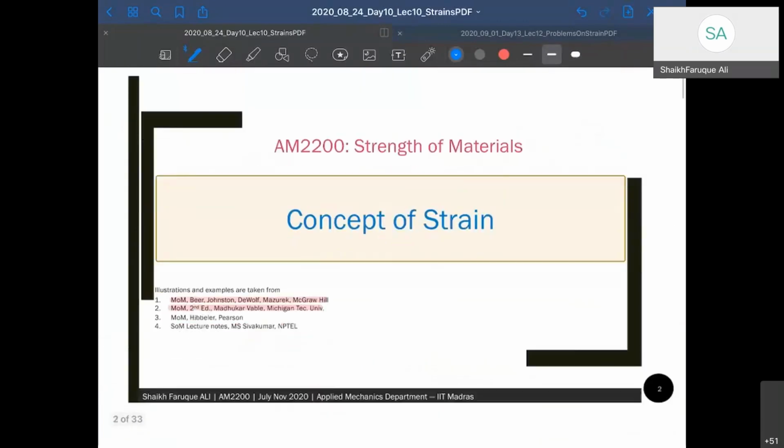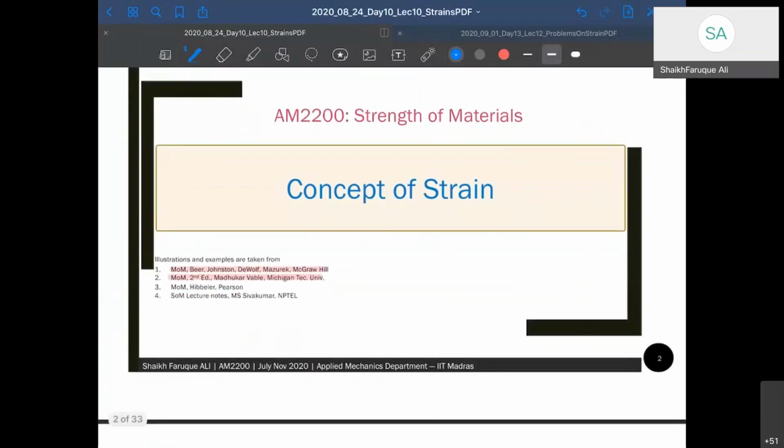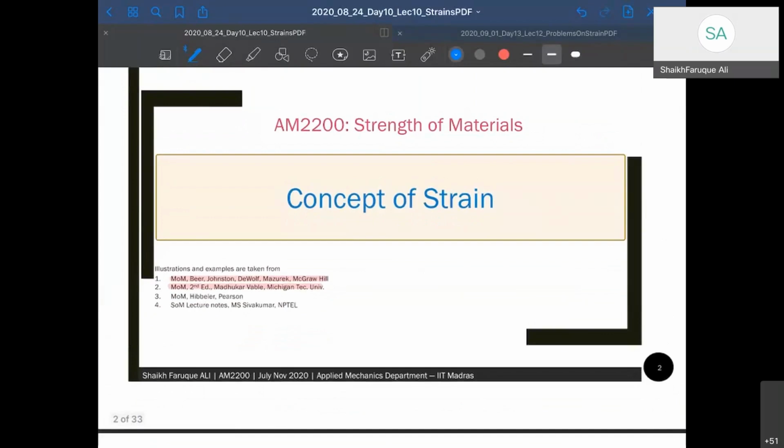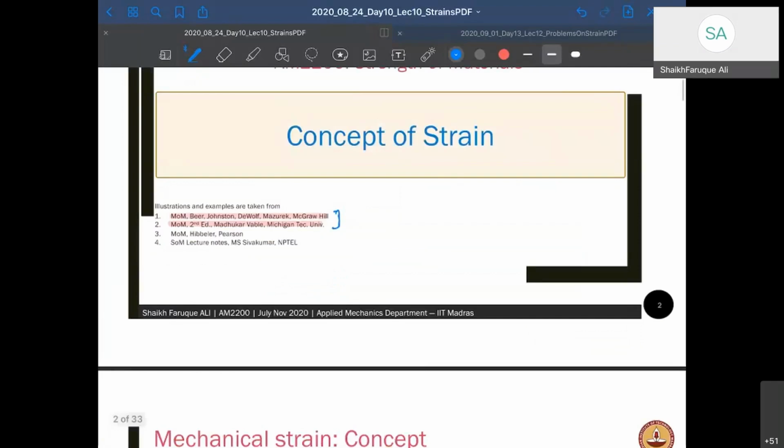So concepts of strain. As I was discussing, this part of the lectures is taken from these two books or notes, and if you want, you can take them and read them directly instead of having a filter from me.